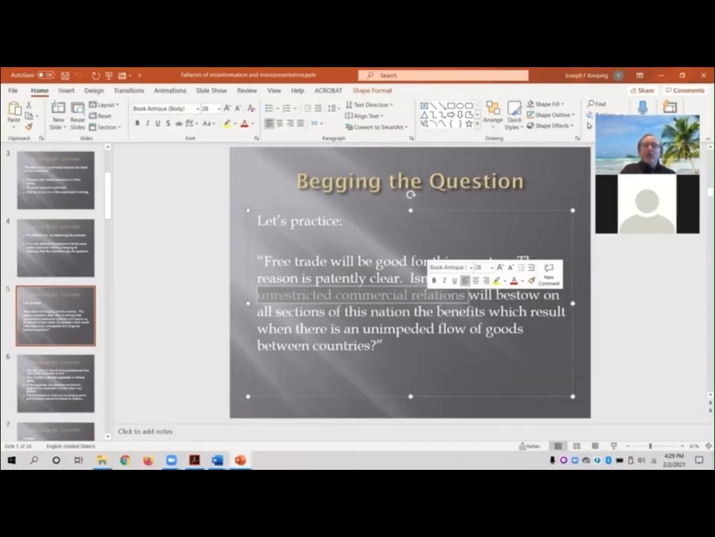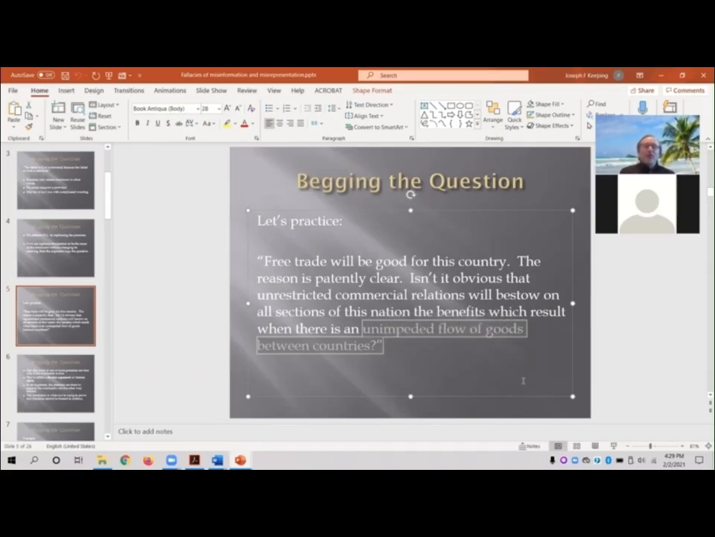What does unrestricted commercial relations mean? What's a different way of saying that? Free trade. Yeah, unrestricted commercial relations is just another way of saying free trade. Unimpeded flow of goods between countries. What's another way of saying that? Free trade. Yeah, that also is just saying free trade in more and larger words.